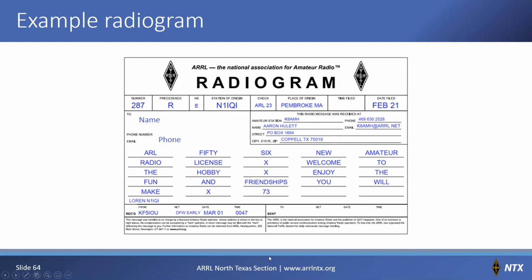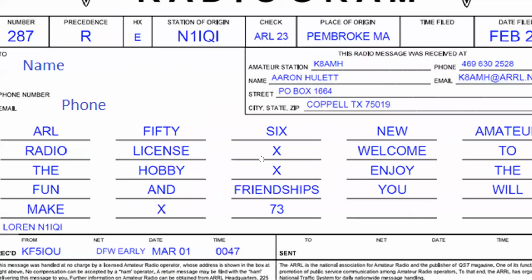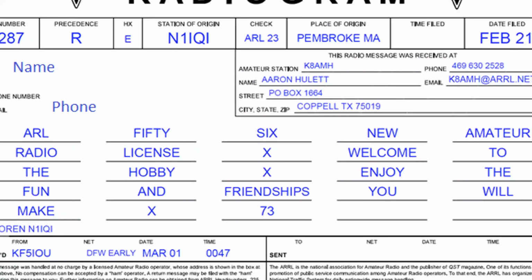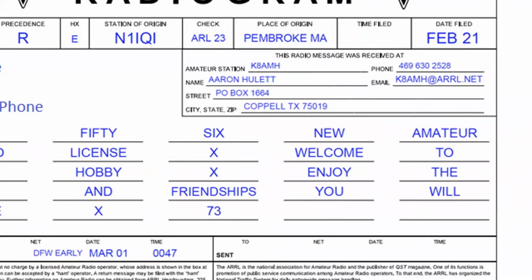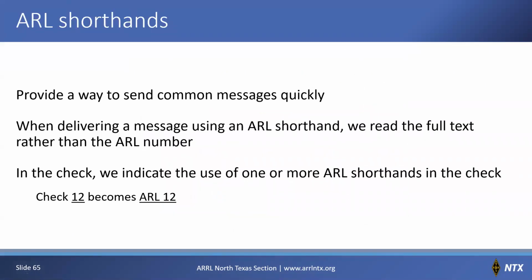So here's an example with the shorthand. Let me zoom in on this a little bit. So here we've got ARRL 56, new amateur radio license. Well, what the heck is that? So this is in your handouts as well. These shorthands help with the more common things that we'll see, like season's greetings or different things, right? We have these shorthands so that we only have to use a couple of spaces, but then we can translate it later into the full thing.